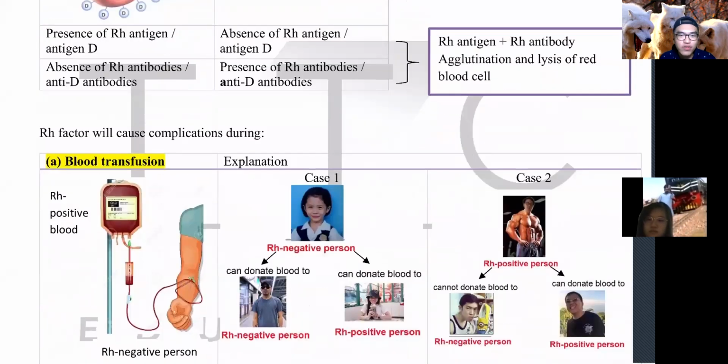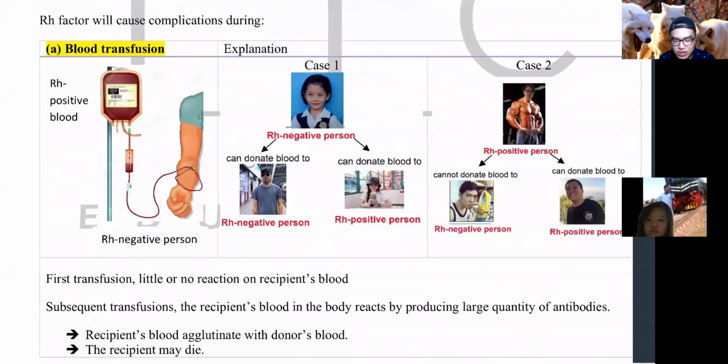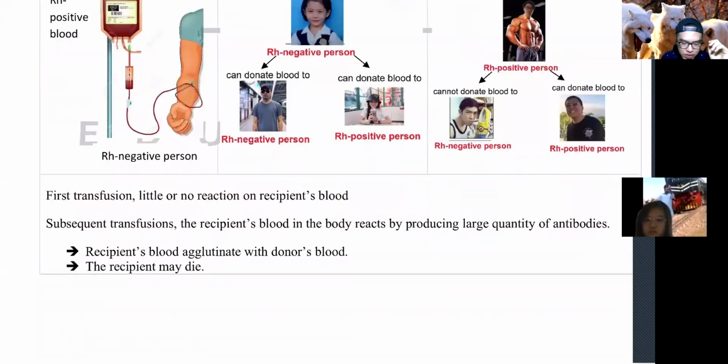Blood transfusion. If you are rhesus negative, you can give to both rhesus negative and rhesus positive because your blood has no antibody. You're not going to trigger anyone. But if you're rhesus positive, you can only give it to rhesus positive. If you give it to rhesus negative, the blood is going to fight. Same like your A, B, and O lah. So first transfusion, what if it really happens?